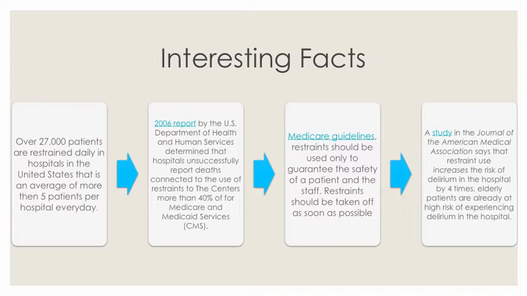According to the Medicare guidelines, restraints should be used only to guarantee the safety of the patient and the safety of the staff. Restraints should be taken off as soon as possible. And a study in the Journal of the American Medical Association says that restraints can increase delirium while used in the hospital by 4 times. And our elderly patients are already at a high risk for experiencing this delirium to begin with.